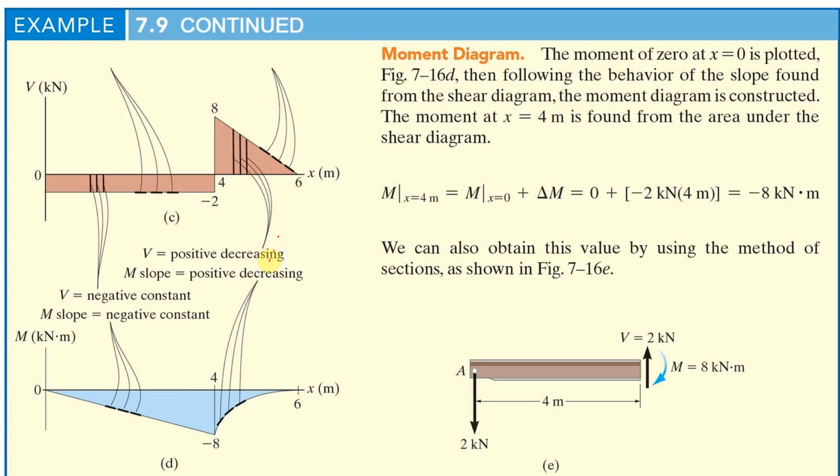So now dM/dx equals V. So you're going to have a linear dM/dx. The slope is going to be negative 2. Negative 2 times 4 is negative 8. So that's the maximum moment. And then you're going to have parabolic from here on out. And you'd have to figure that out.